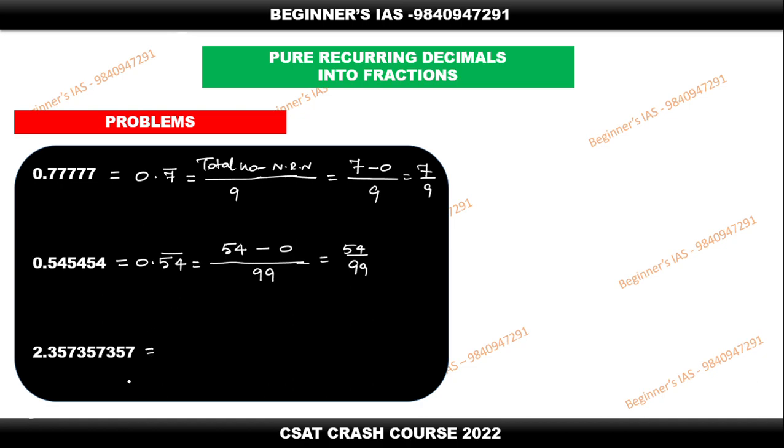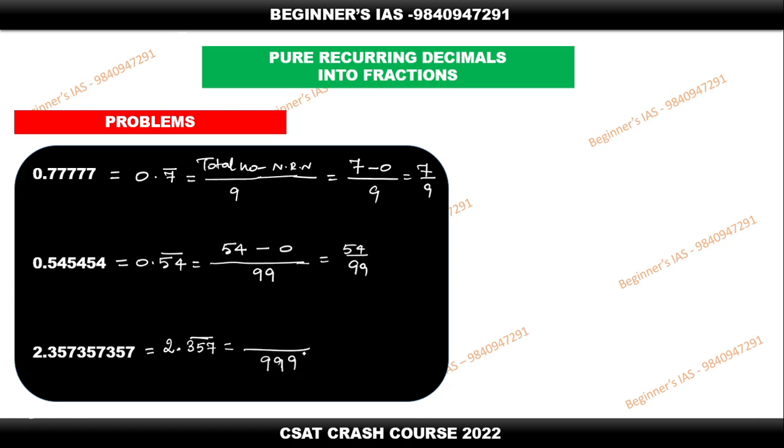Here let us see another question. 2 point, after the decimal 357, all the numbers are recurring. So this is nothing but purely recurring. What you need to do is, 2 numbers means you have to write two 9s in the denominator, 1 means you write 9. Here 3 numbers means you have to put three 9s.